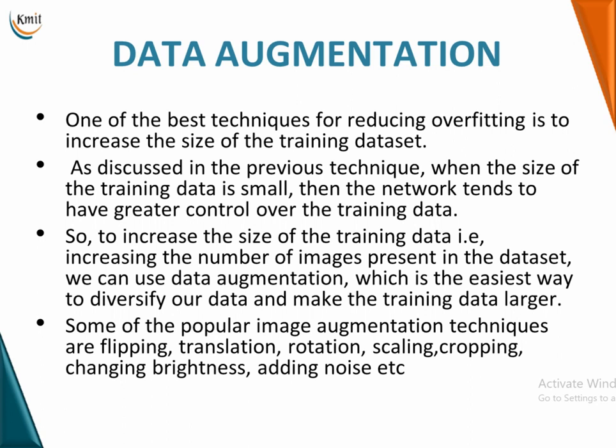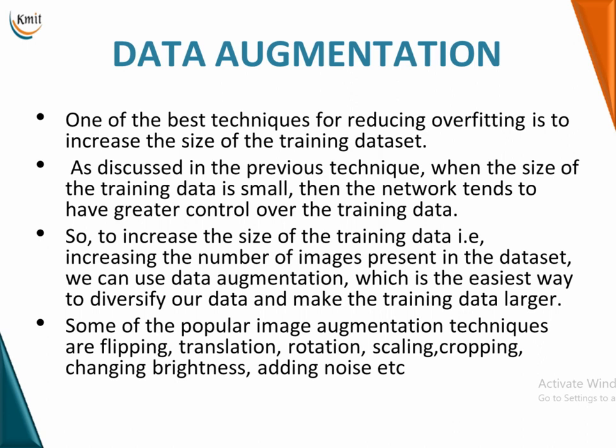Now, what is the next type of solution to avoid overfitting? It is data augmentation. Most of you might be familiar with this word augmentation because you have already learned machine learning so far. One of the best techniques to reduce overfitting is to increase the size of the training data set. You have been hearing this: your data set should be strong enough to train your model. An insufficient training data set can lead to overfitting. To avoid it, you have to increase the size of the data set, and one of the best techniques is to use data augmentation.